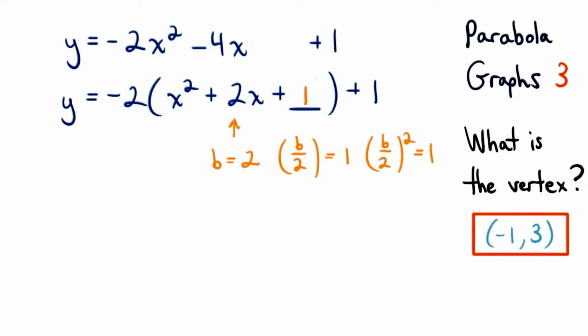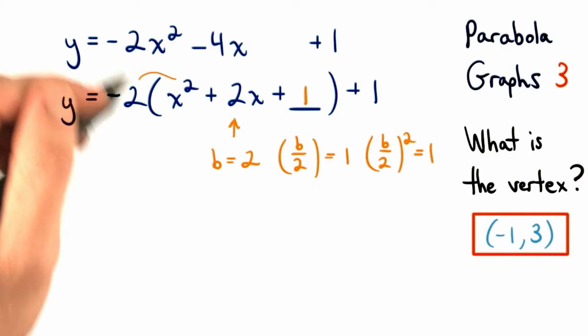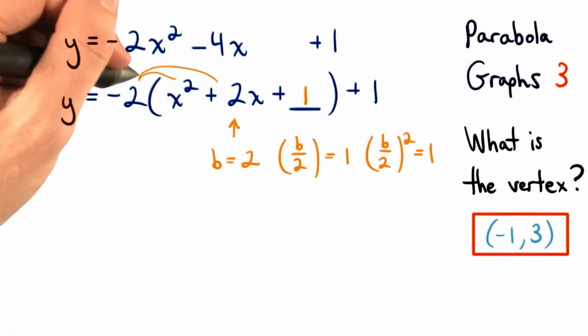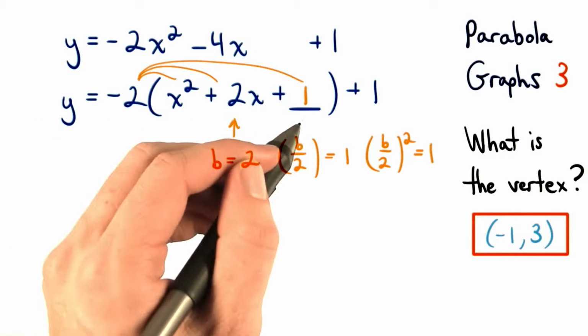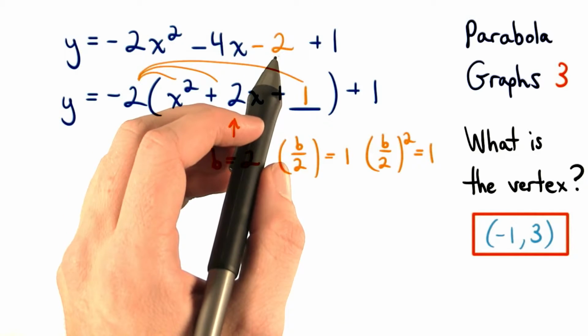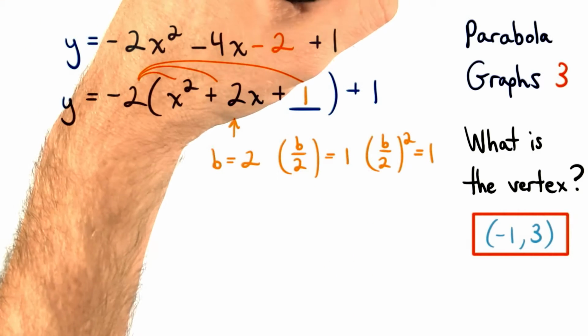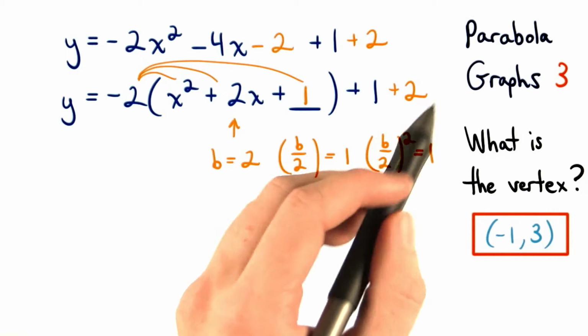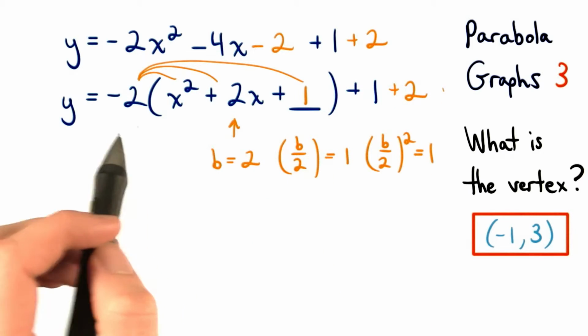Let's think about this in terms of distribution. We have -2x squared, we have -4x, and we have -2. Because we subtracted 2 from this equation, we really need to add 2 to make sure that it's balanced. We really add 0. This is why we have to put a +2 on the end of our equation here.